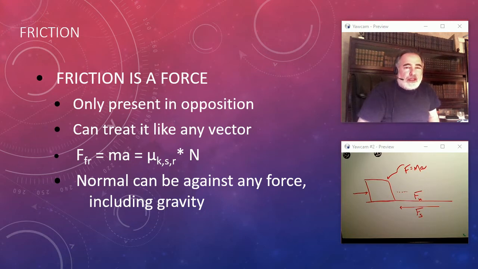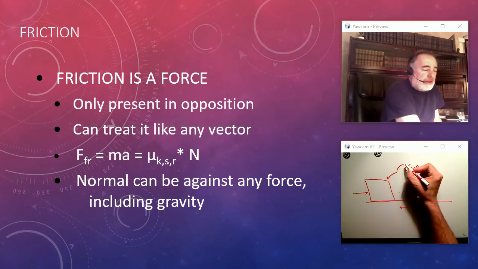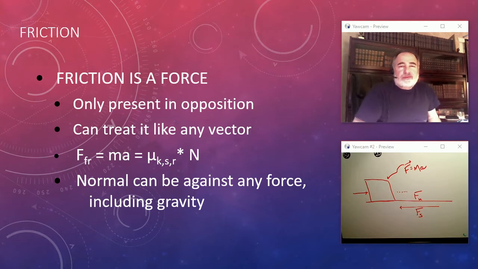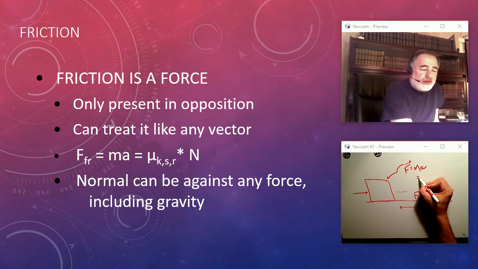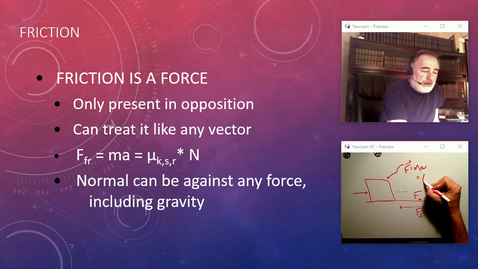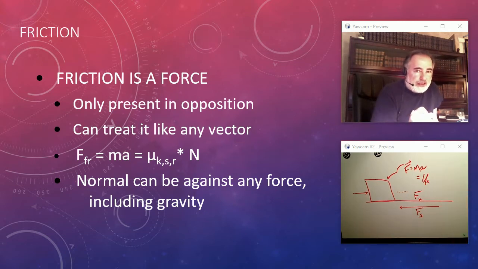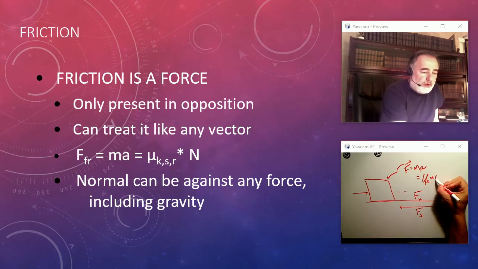How is it calculated? Well, first of all, again, it's a vector. And we can treat it like any other vector, just like we did with force in the previous lecture. And in fact, yes, it is a force. So we can have F equals ma, and also that it is equal to a coefficient of friction, we'll talk about what that is, times the normal.